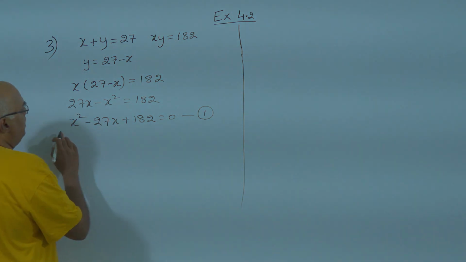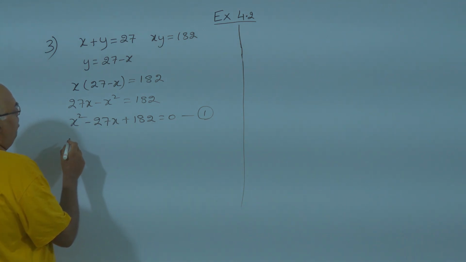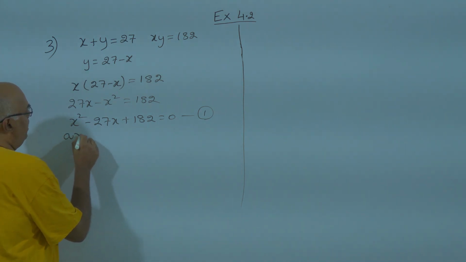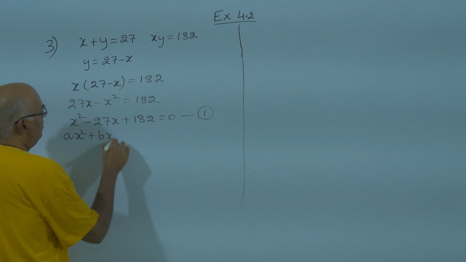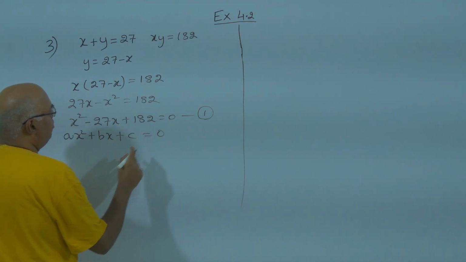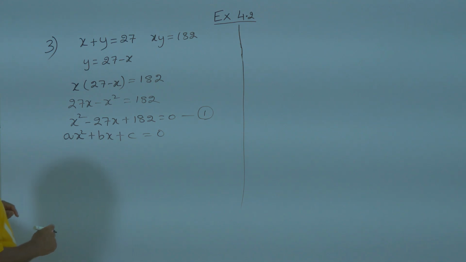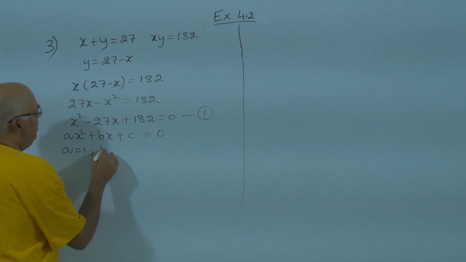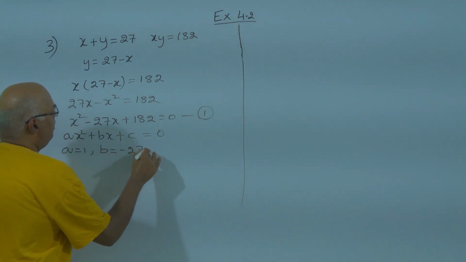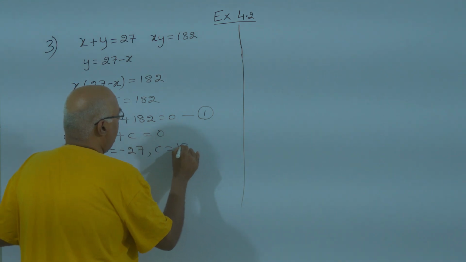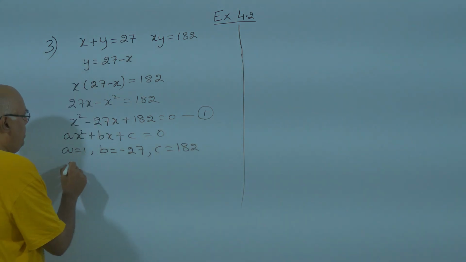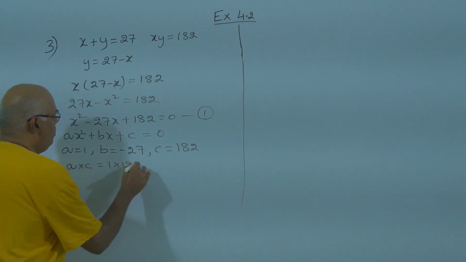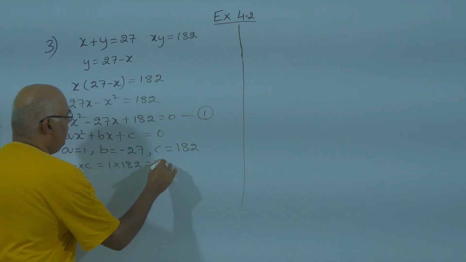To do that, let us compare the equation 1 with the standard form of the quadratic equation. We know that the standard form of the quadratic equation is ax square plus bx plus c is equal to 0. So if you compare the equation 1 with the standard form, I'll get the values as a is equal to 1, b is equal to minus 27 and c is equal to 182. So let us find a into c. So a into c is equal to 1 into 182. So this is equal to 182.